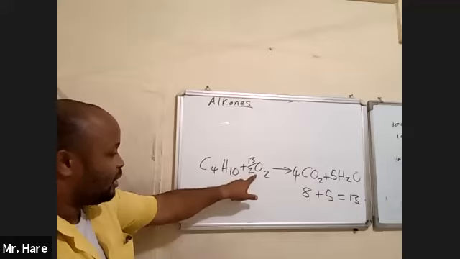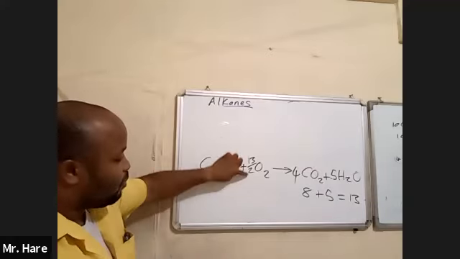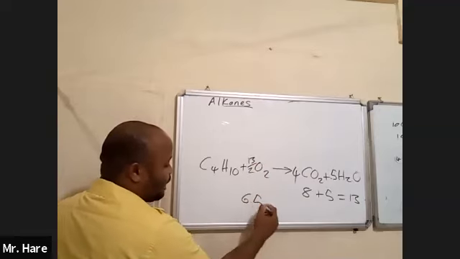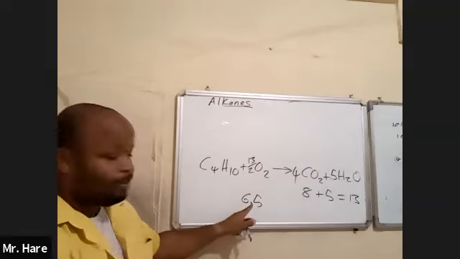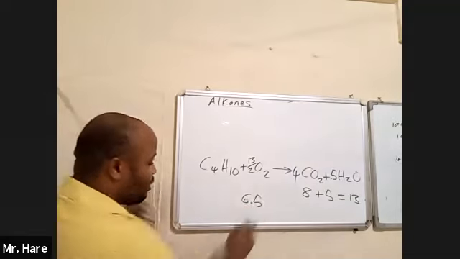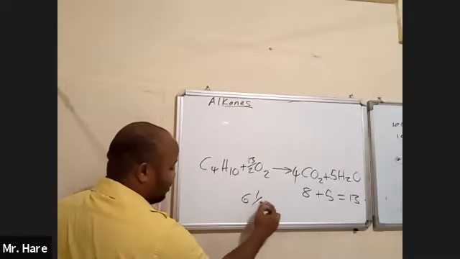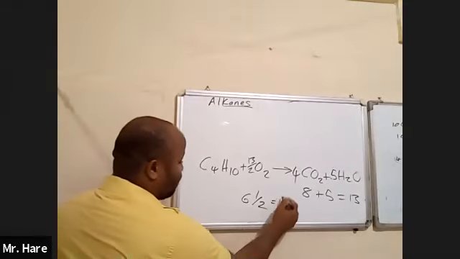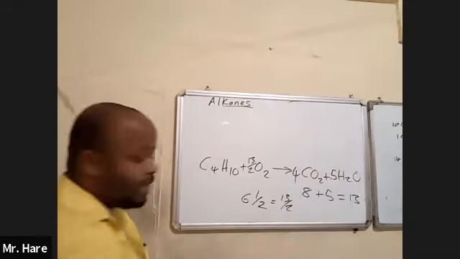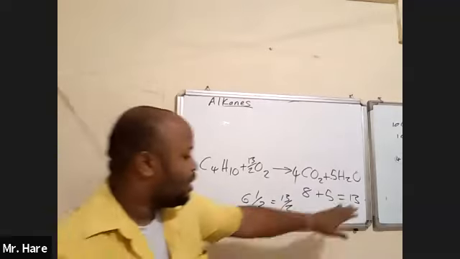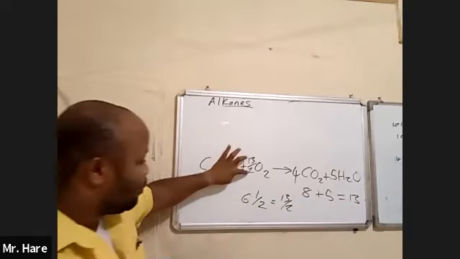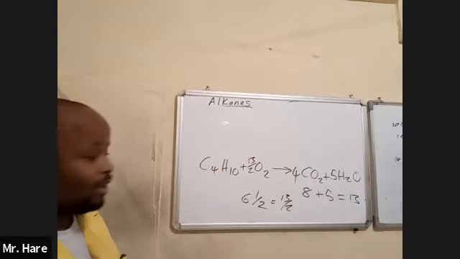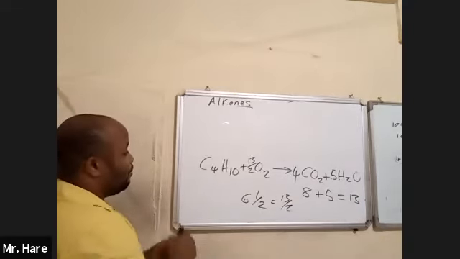Because you have 13 oxygen here. To get 13, you need 6.5. You cannot put a decimal, so you would use it as a fraction. 6.5 as an improper fraction is 13 over 2. Hence, I said, whenever you get an odd number, just put it over 2. So 13 over 2, all right? And you're good to go.